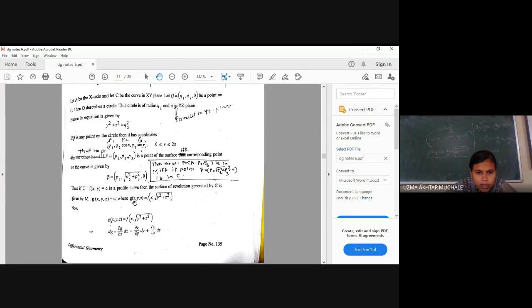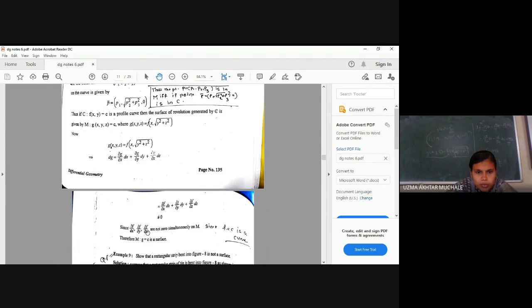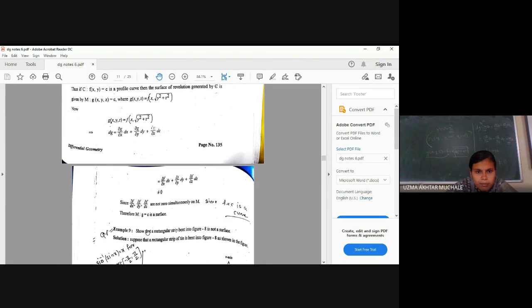Hence we can write down the equation of the surface g of x, y, z. That is nothing but f of x, y. What is y? Again we can write y with the help of the equation y square plus z square is equal to q2 square. What is q2? q2 is the y coordinate of a point on the curve. Now we can find dou g by dou x, dou g by dou y, dou g by dou z. But this g is nothing but your function f. We have written g of x, y, z is equal to f.